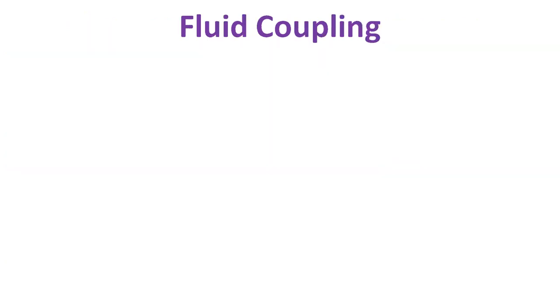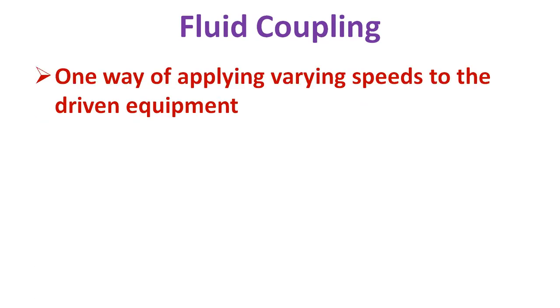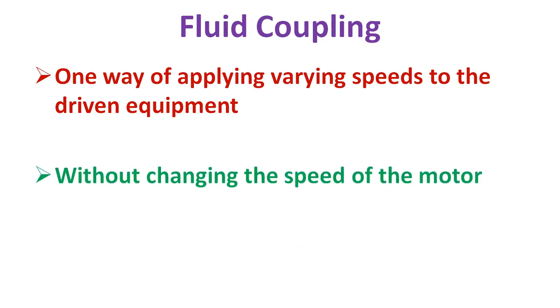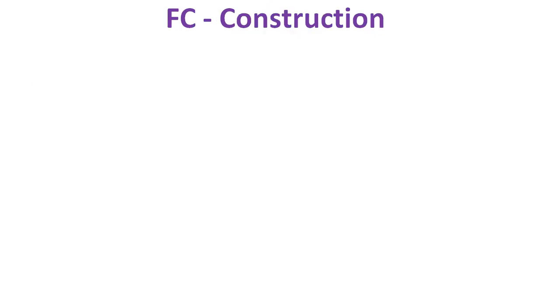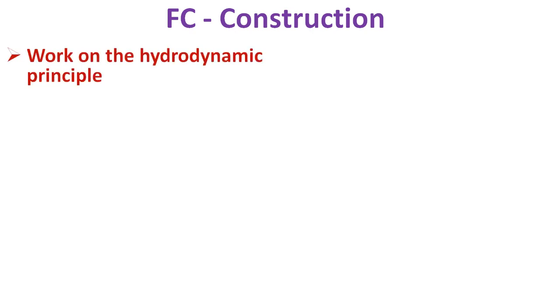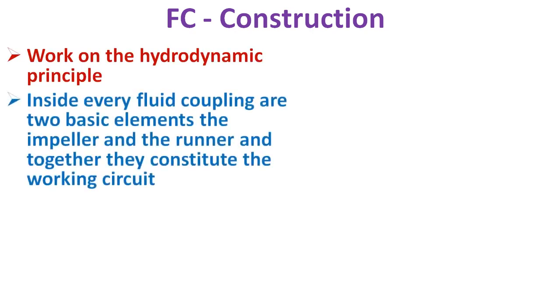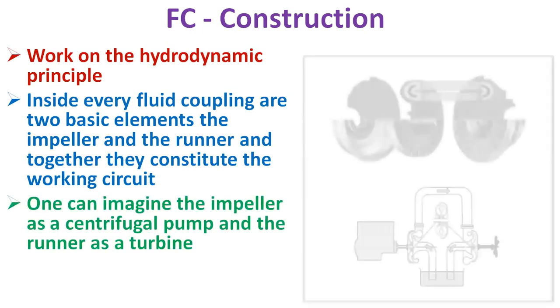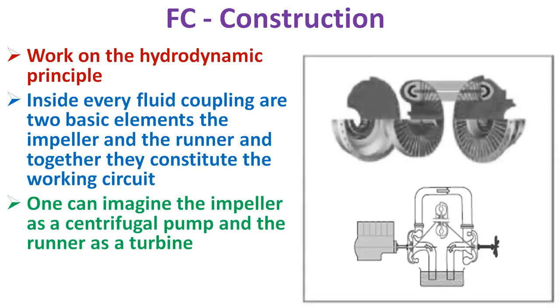Then we have the fluid coupling, which is one way of applying varying speeds to the driven equipment without changing the speed of the motor. We see the construction of the fluid coupling. They work on the hydrodynamic principle. Inside every fluid coupling are two basic elements, the impeller and the runner, and together they constitute the working circuit. One can imagine the impeller as a centrifugal pump and the runner as a turbine.